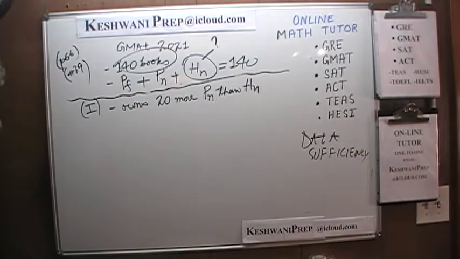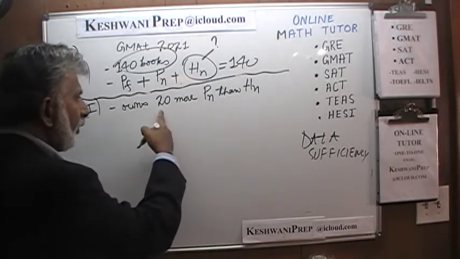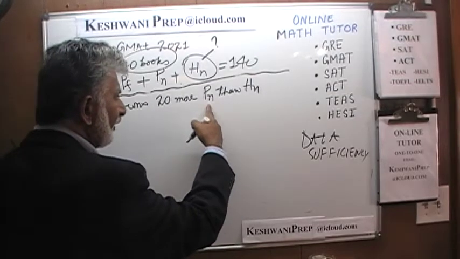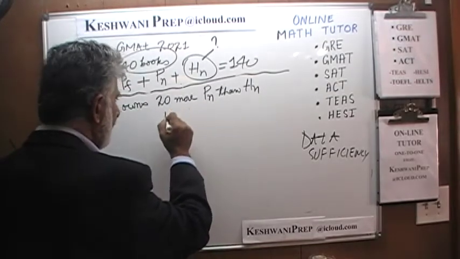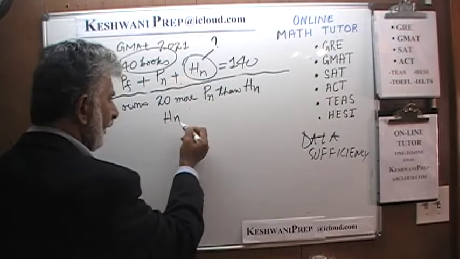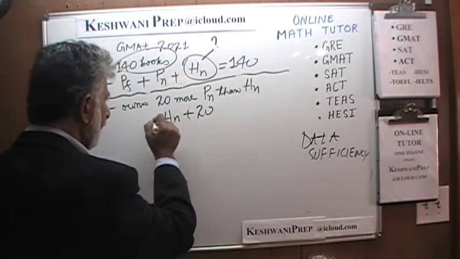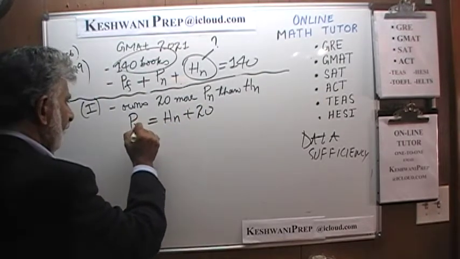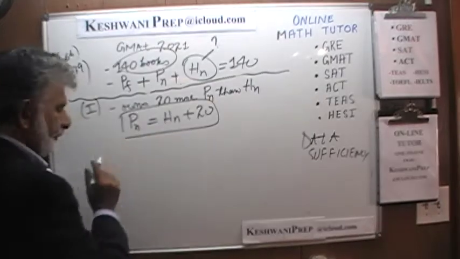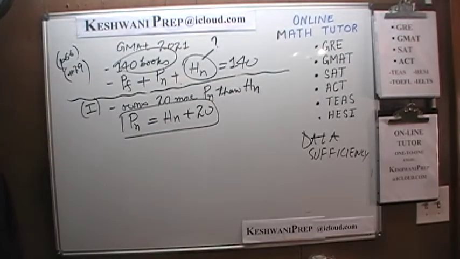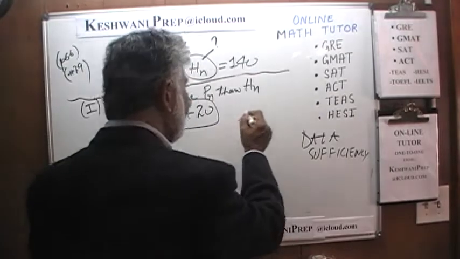Here's the second equation. We own 20 more paperback nonfiction than hardcover nonfiction. However many hardcover nonfiction we have, if we add 20 more to it, that's how many paperback nonfiction we have. This is the second equation. The question is, can we solve for the three unknowns based on two equations? The answer is no. The first statement by itself is not sufficient.